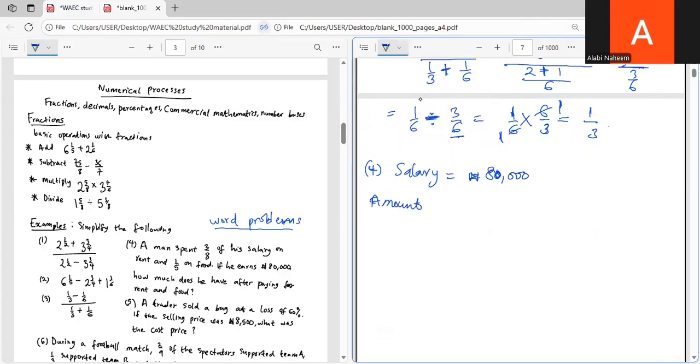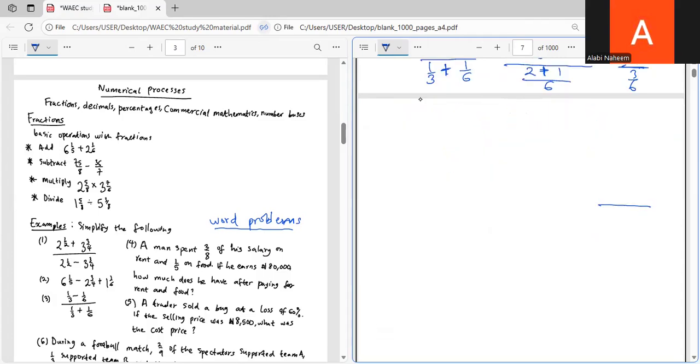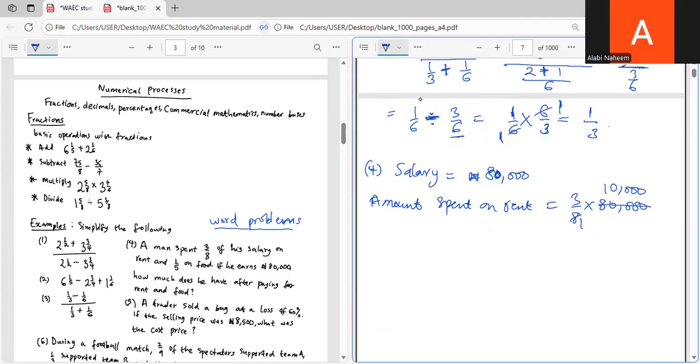Amount spent on rent is how much? 3 over 8 of his salary. That is 3 over 8 times his salary, 80,000. Then 8 in 80,000, that's 10,000. 3 times 10,000 is 30,000. 30,000 on rent.